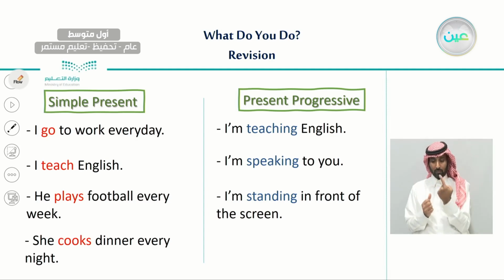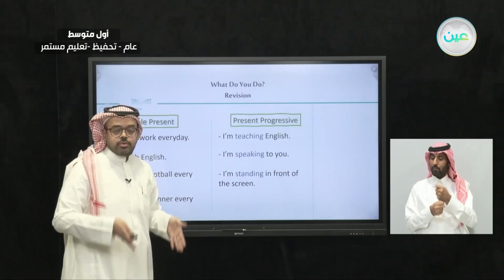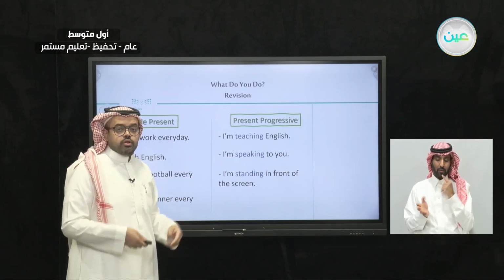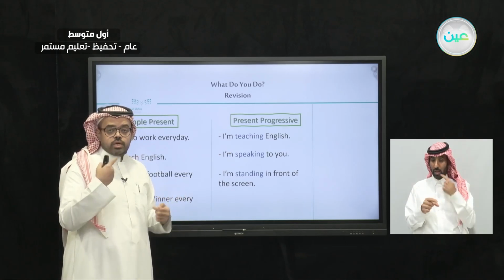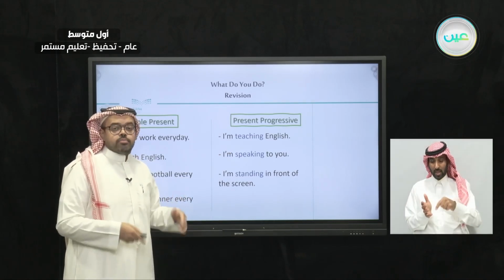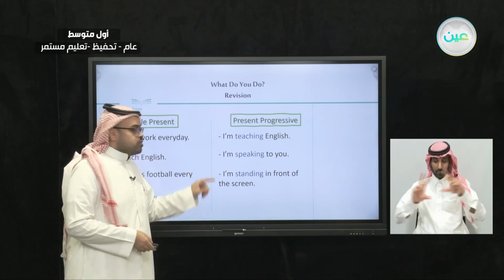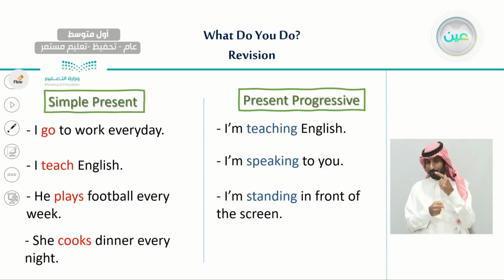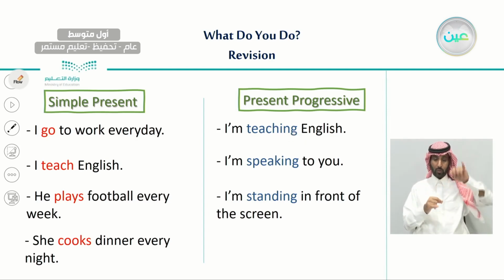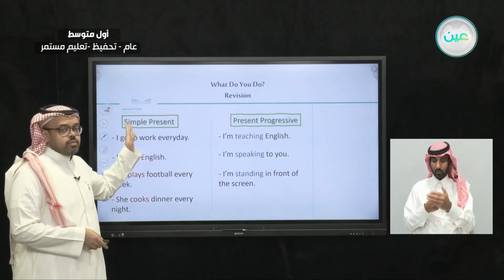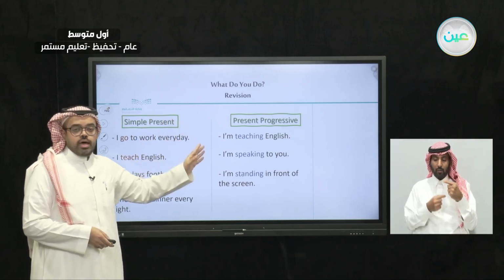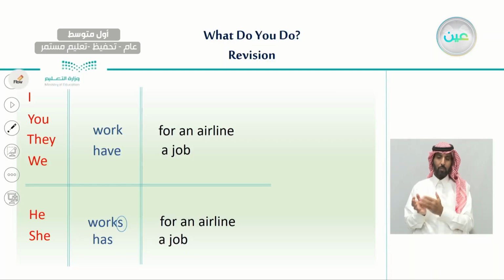As for the present progressive, we said that we use ing for the things that are happening right now. For example, right now I am teaching English. Right now I am speaking to you. Right now, I am standing in front of the screen. So for the actions that are happening right now, we use ing, as you can see here. So this is the difference between activities in the simple present tense and in the present progressive tense. And we also had a table like this.